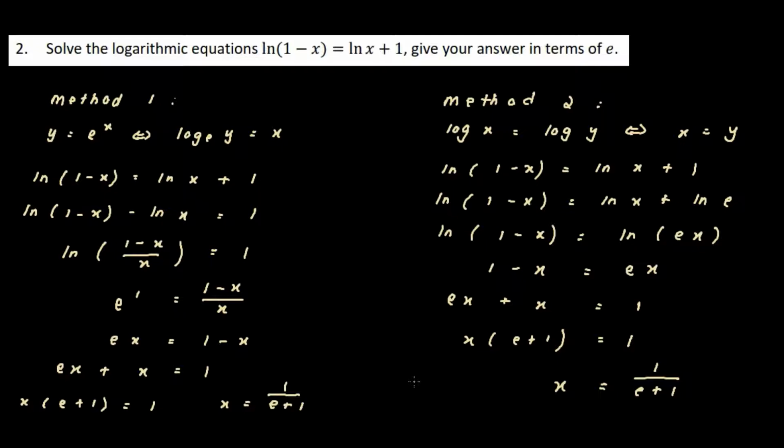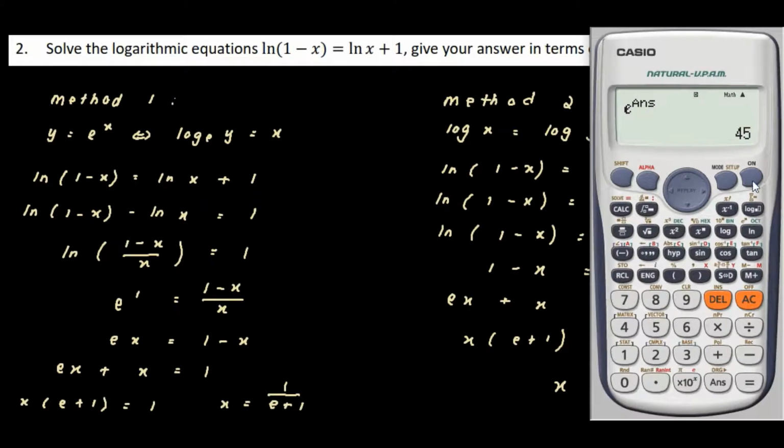Okay, so for these questions you can always use your calculator to check your answer as well. So just try to feed them into your original equation and then check it. So your x is 1 over your e. If you don't have anything, then you just put 1. Okay, then after that plus 1. Alright, so you get the answer.